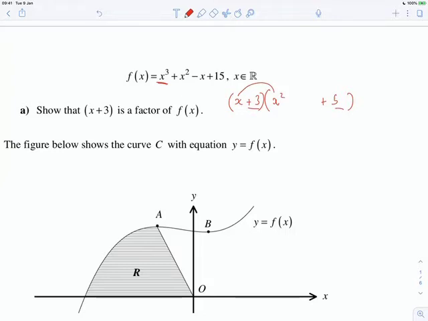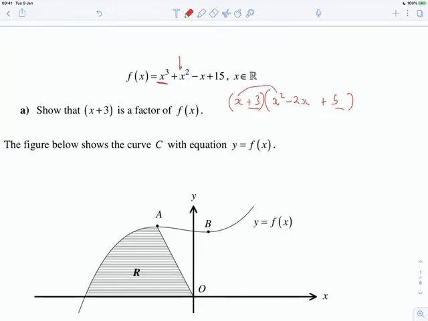Now let's think about it closer. If I were to expand this, I've considered the 3 times 5 and the x times x squared, but what about the 3 times x squared? Well, then I'd get 3x squared. But then there's also going to be an x times this term, and how many x's must be there? Well, I've got 1x squared there, but I've got a 3x squared from here, so this must be a minus 2x.